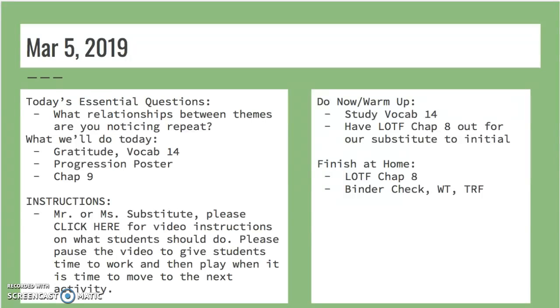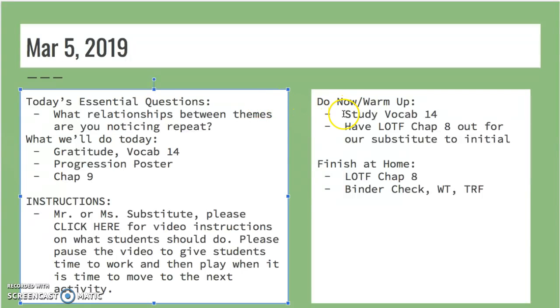So let's go over our agenda for today. Let's do some gratitude if you didn't yesterday, and study vocab 14. We're going to look at a progression poster for Lord of the Flies. A lot has changed, and we will start chapter 9.